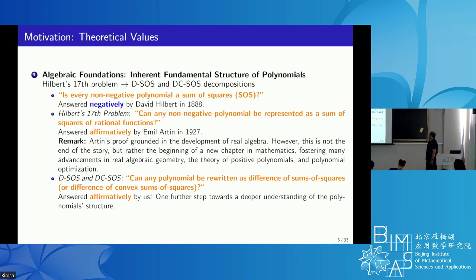Recently we have been very interested in a particular decomposition, as I just said in the title: the difference of sums of squares, or the difference of convex sums of squares. Fortunately, the answer is yes, and it was provided by us. It provides a further step towards a deeper understanding of polynomial structure.